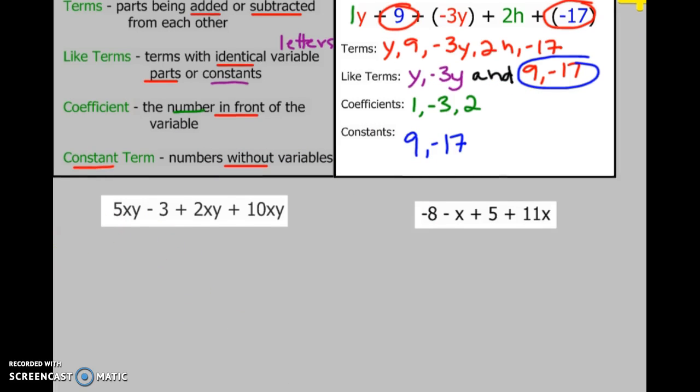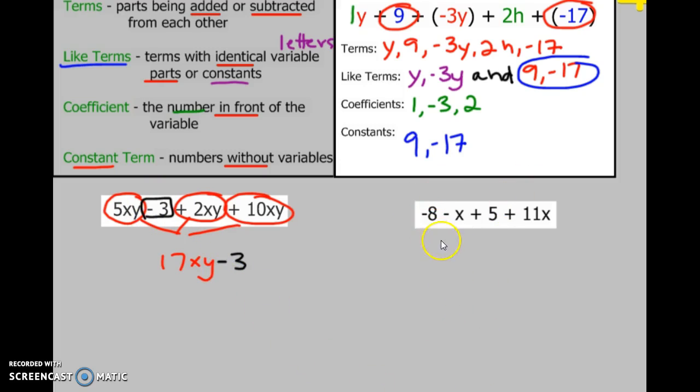So down here we are going to combine our like terms. Like terms have the same variable parts, or they're just constants. So this one has 5xy, this also has xy, and this also has xy. So we're going to combine these all together. 5 plus 2 is 7, plus 10 more is 17, and they're all xy's. And then we cannot combine this -3 with anything, so it's just -3.